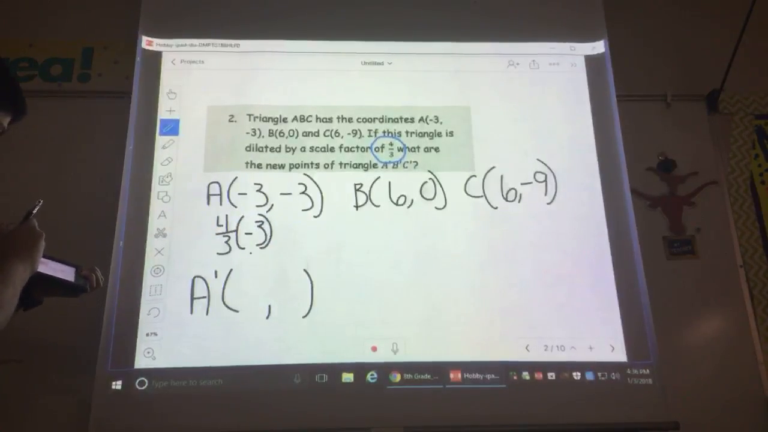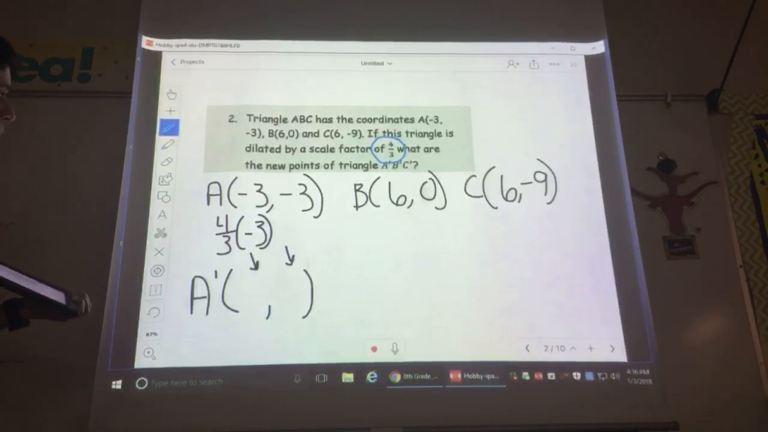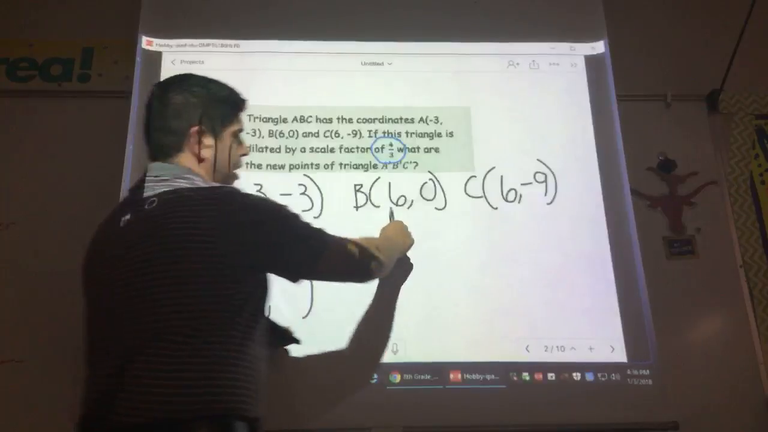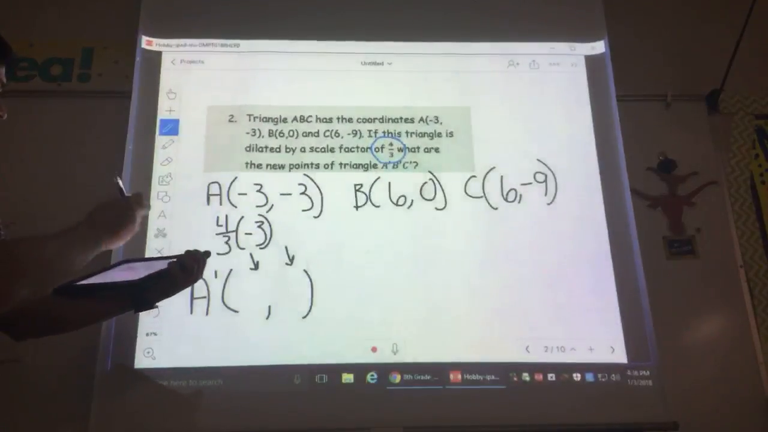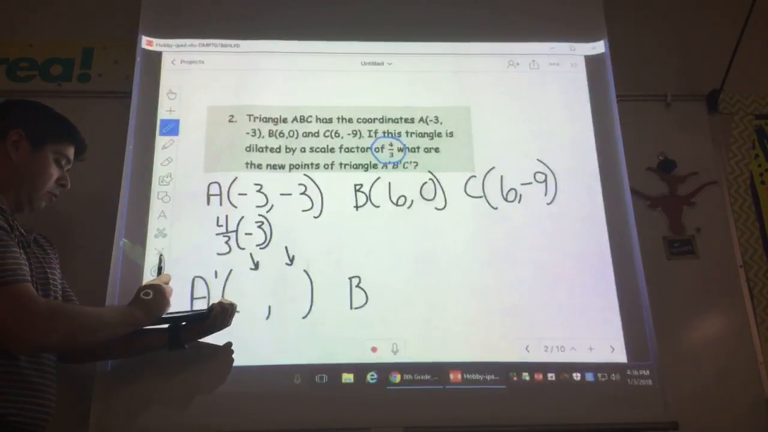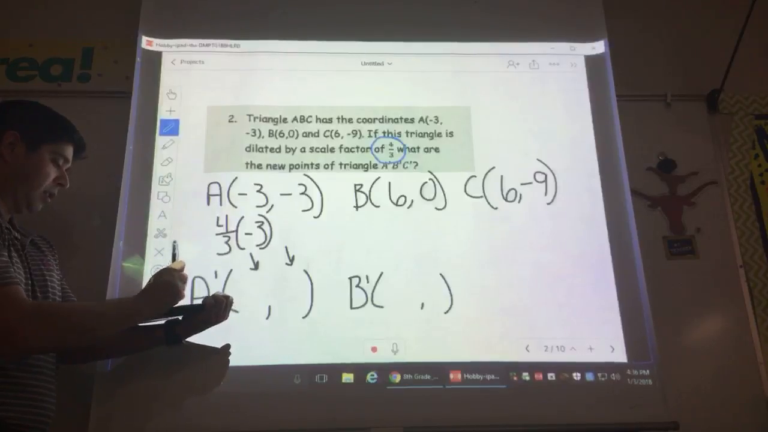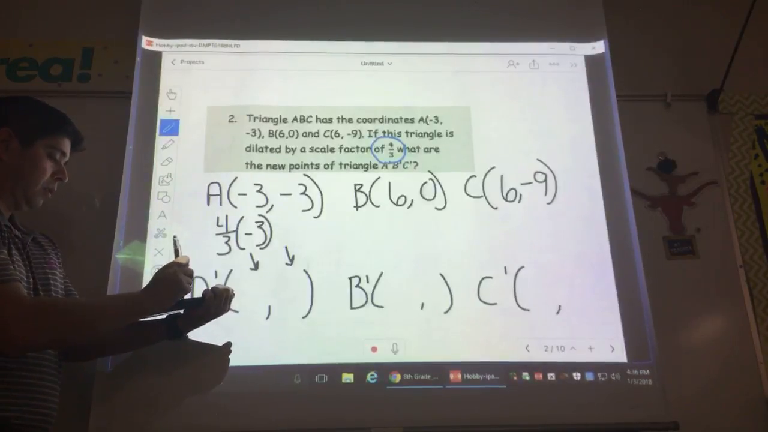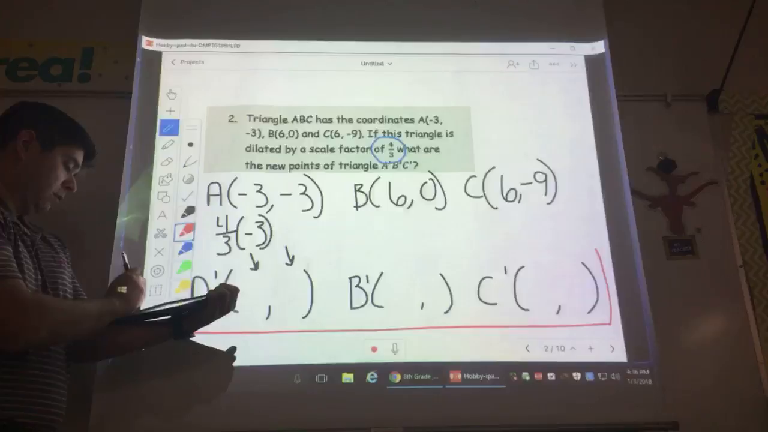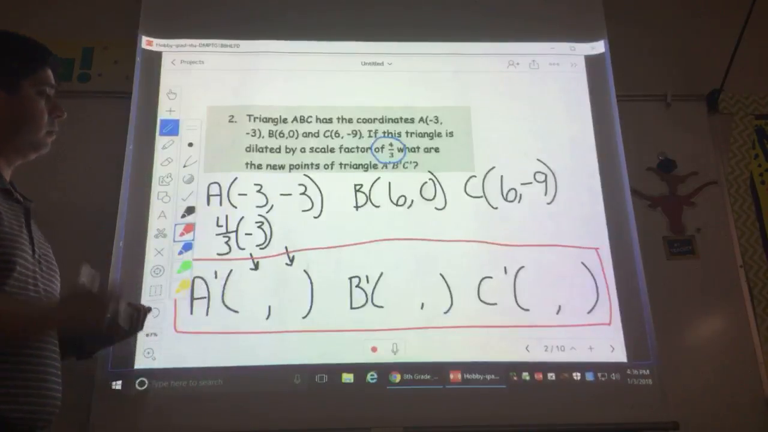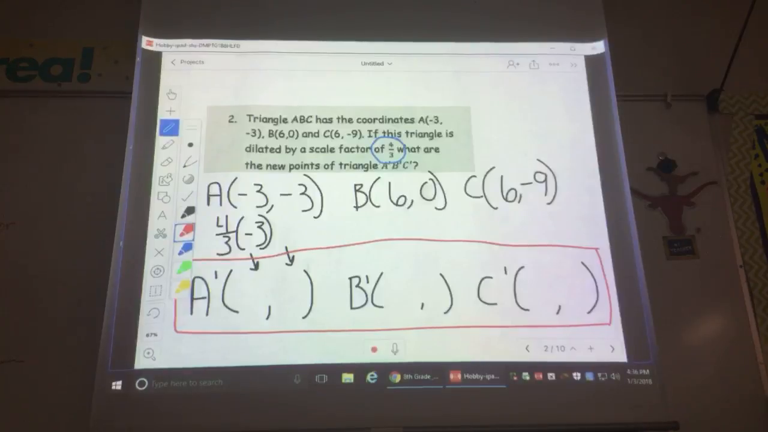So once I have that, that's going to give me my x. That's also going to give me my y. But then on the rest of these numbers is what I need to multiply 4/3 times 6, 0, and so on and so on. So we're going to get A prime. We're going to get B prime, parentheses, and then C prime. That's going to be our answer for number 2. All right. Let's multiply by the scale factor. All right. So that was number 2.